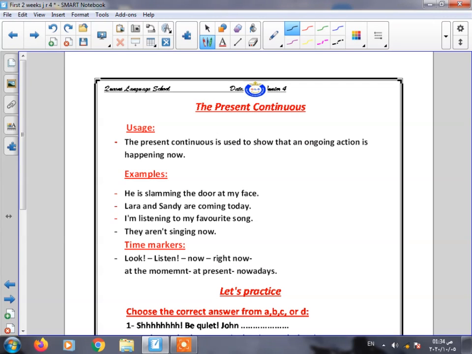When I use the present continuous, I use it to express an action that is happening right now. An action is ongoing right now. For example, let's read some examples here.